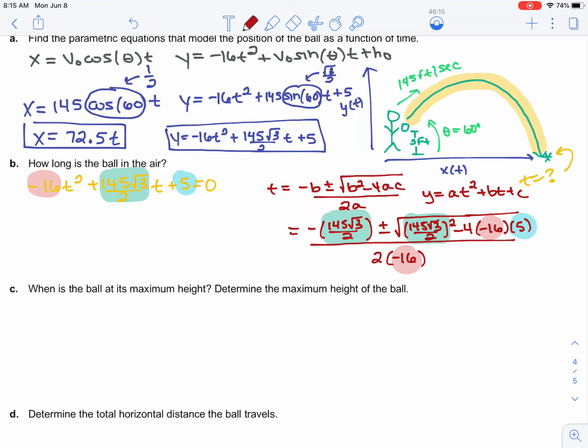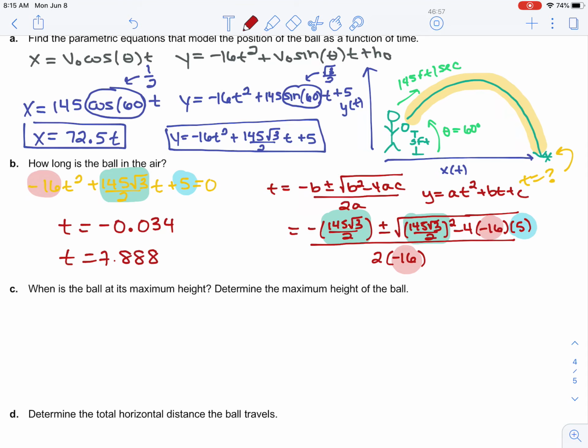And remember, there's 2 answers, right? We have this plus or minus, so we're going to have to type in this numerator twice. We're going to have to do this calculation 2 different times. So we'll do negative 145 root 3 over 2 plus this quantity divided by negative 32. And then we'll do this again, negative 145 root 3 over 2, and then minus this quantity divided by negative 32. Doing that gives us the 2 time values of negative 0.034 and 7.888.